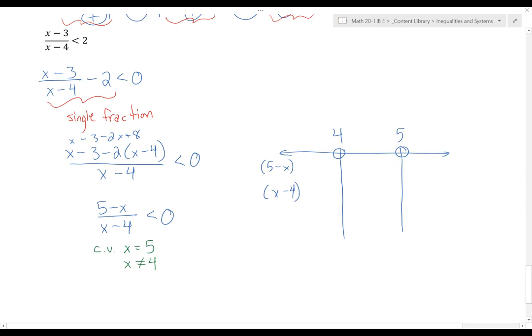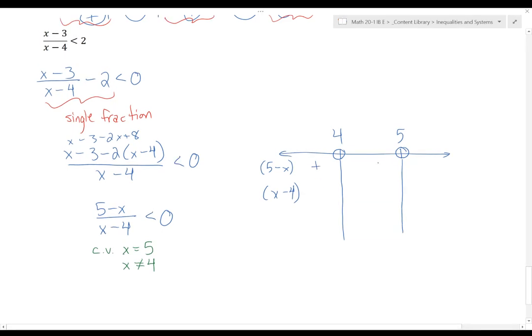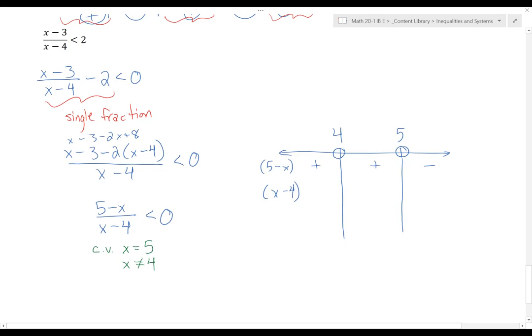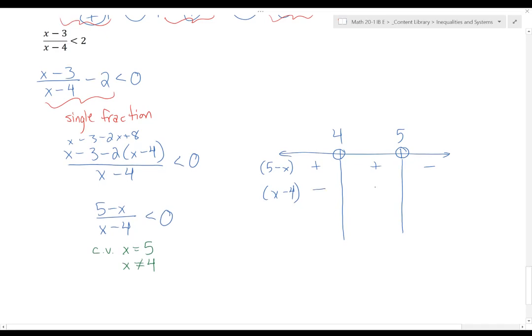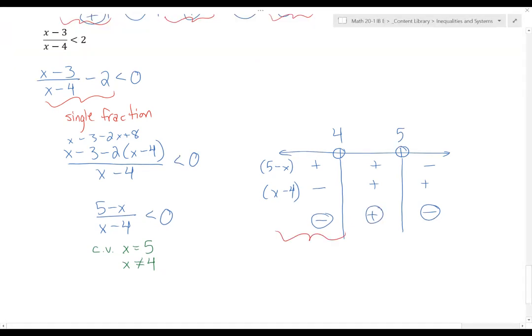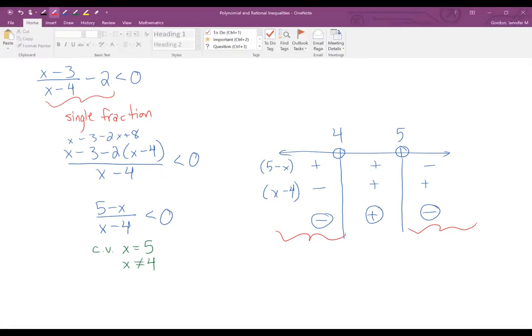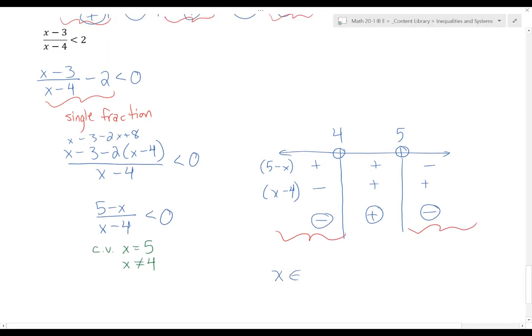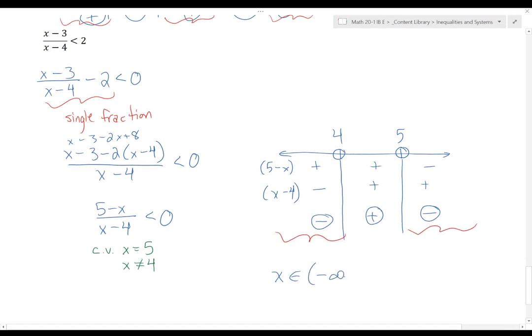Now be careful when you have a subtraction in a backwards order than what we normally see. So 5 minus x is actually going to be positive if x is less than 5 and negative if it's greater. And x minus 4 is negative if we're less than 4 and positive if it's greater. So we end up with negatives on the outside and a positive in the middle. We are looking for the negative intervals because I have less than 0. So the two outside intervals, which means that x is an element of the interval from negative infinity to 4, not inclusive, and 5 to infinity, also not inclusive.